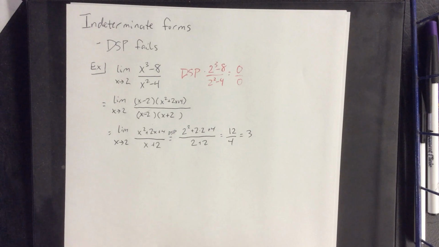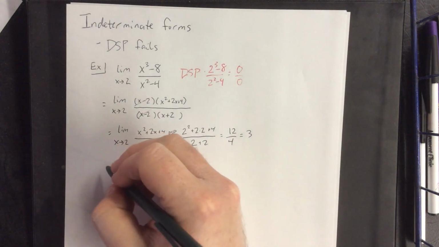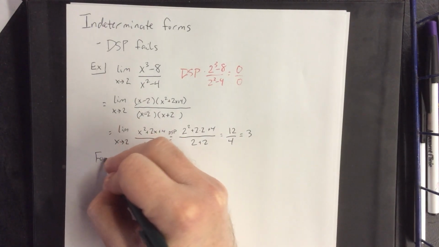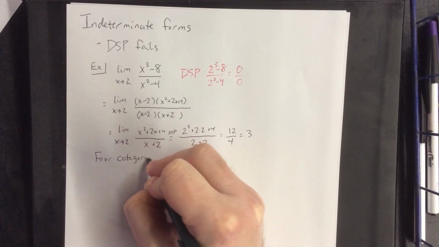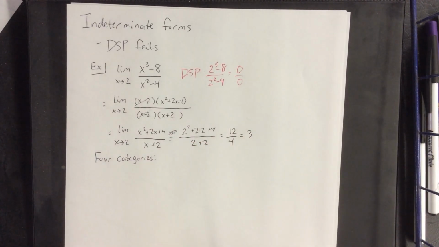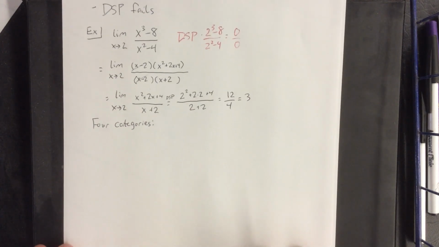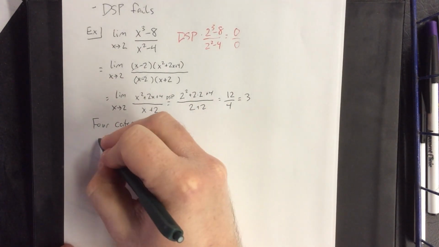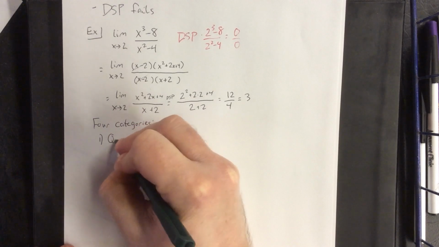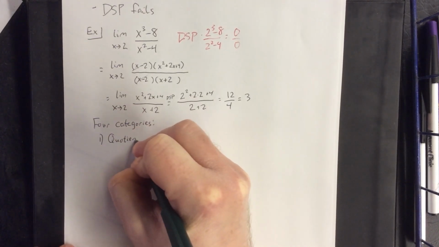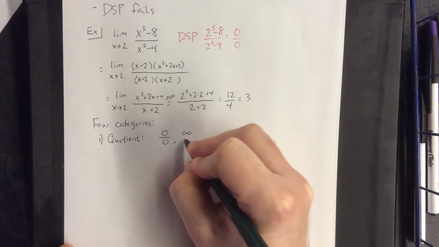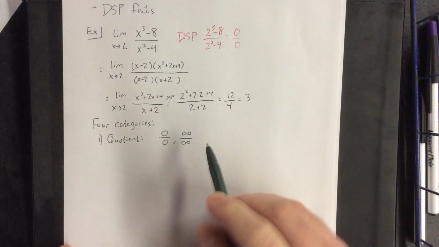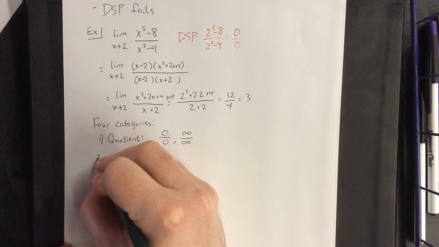Now, as far as indeterminate forms are concerned, there are a total of 4 categories of indeterminate forms. Indeterminate forms can only exist as limits where, when you attempt to use the direct substitution property, you wind up with one of the following 4. So first one is the indeterminate quotient. Indeterminate quotient takes on 2 different forms, either 0 over 0 or infinity over infinity. Both of those can be evaluated using other techniques.